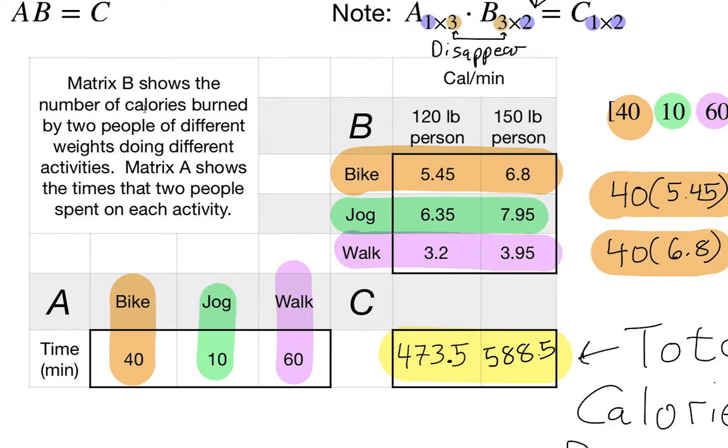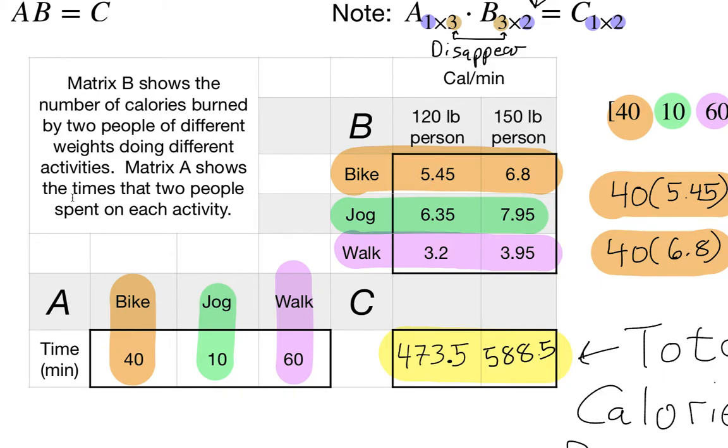So matrix B shows the number of calories burned by two different people of two different weights doing different activities. So you've got a 120-pound person and a 150-pound person. They both go biking, they both go jogging, they both go walking. This is number of calories per minute. As you can see right here, here are the units.